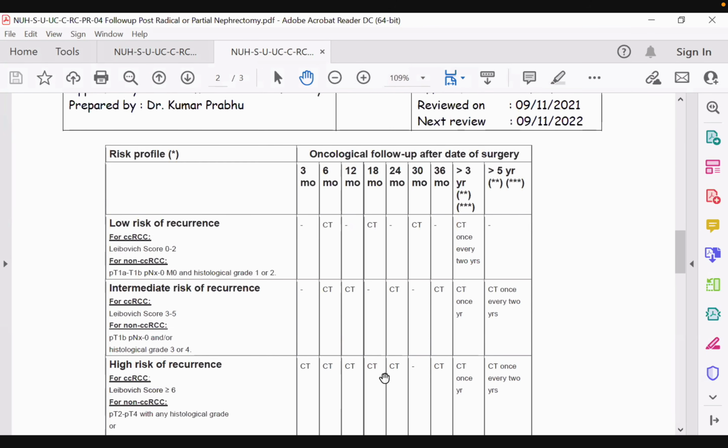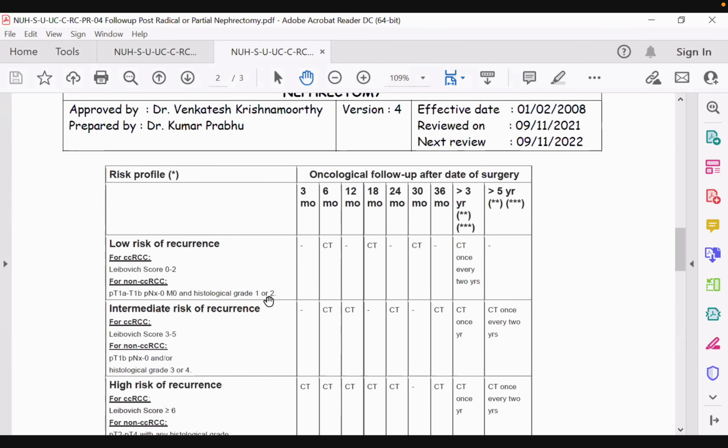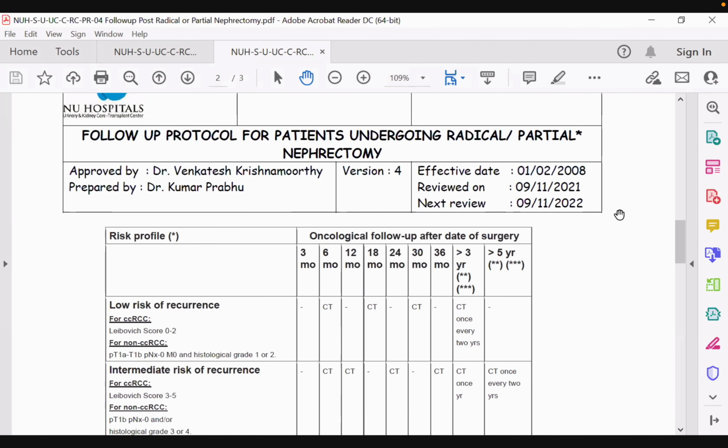6 months, 10 months, it's all there in EAU, just copied it. Sir, again, it is different for clear cell and non-clear cell. The scoring is Leibovich scoring, because earlier we were using Mayo scoring. Don't confuse this with metastatic. For metastatic, the follow-up is different. This is for localized tumor.